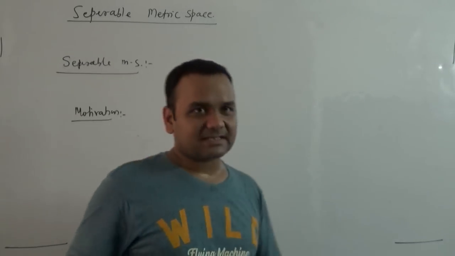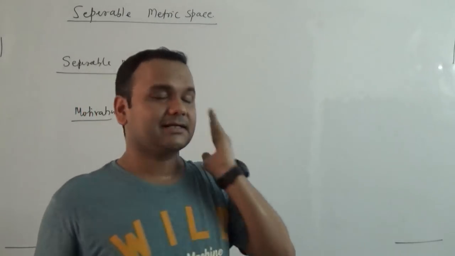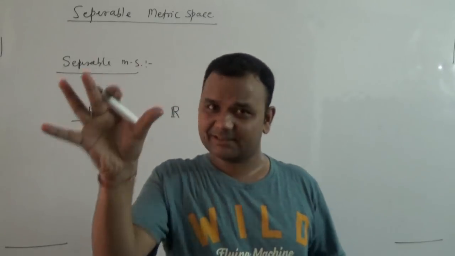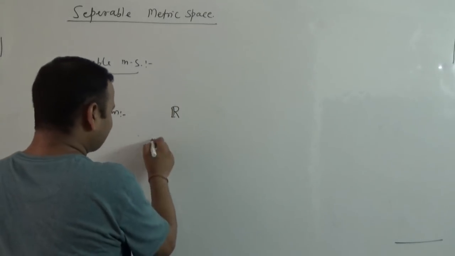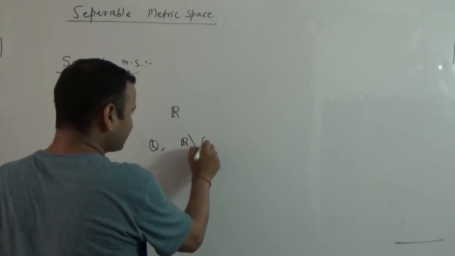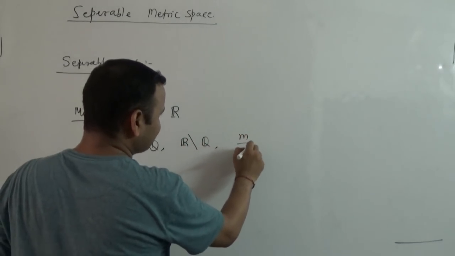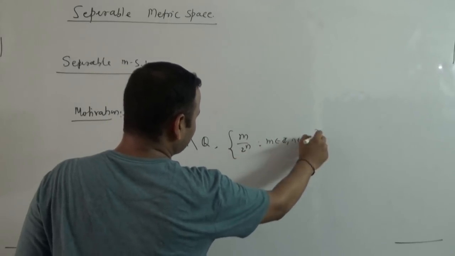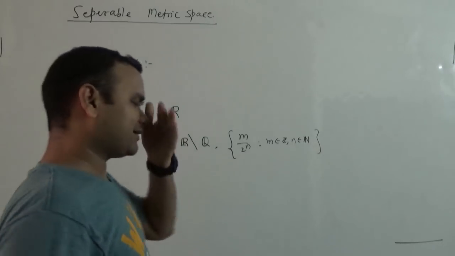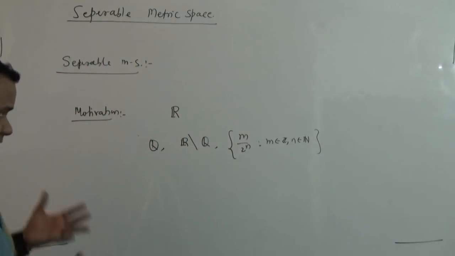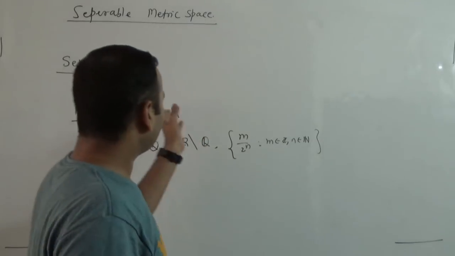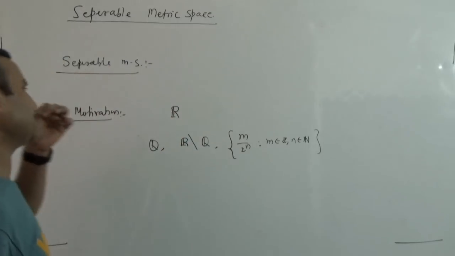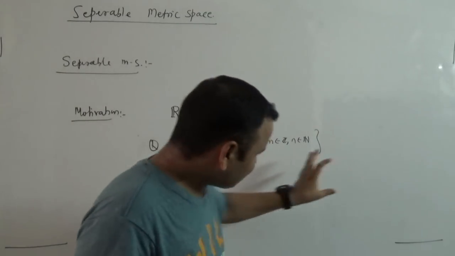For example, if you are dealing with the real numbers, we already saw some dense sets. We have various dense sets, for example the rationals, the irrationals, then we have the dyadic rationals, of the form n over 2 to the m, with n belonging to the integers and m belonging to the natural numbers. These are the well-known dense subsets of R.